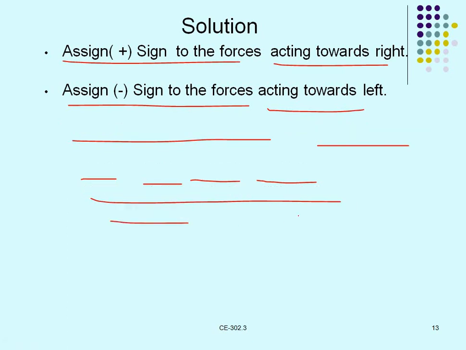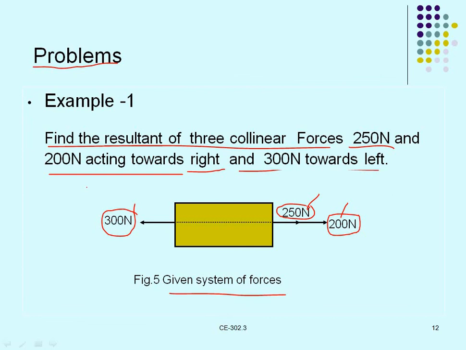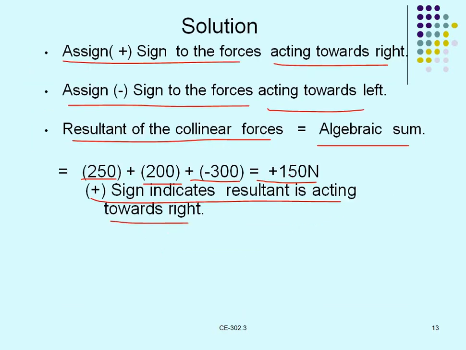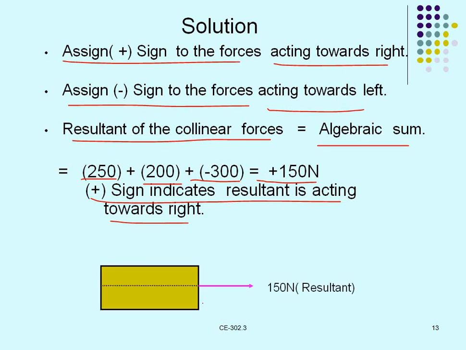Here 250 and 200 newtons are both towards right, and minus 300 newtons, we will get 150 newtons. The plus sign indicates the resultant is acting in the right direction only. So this is the direction we have to show: 150 newtons in the right direction.